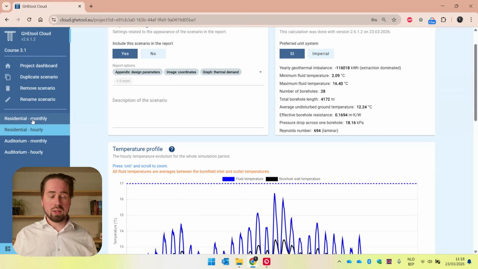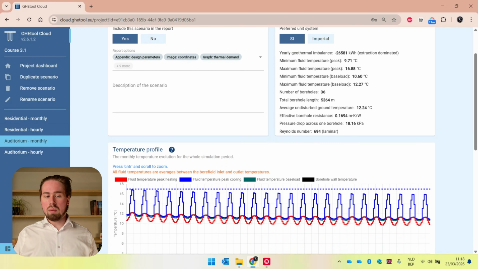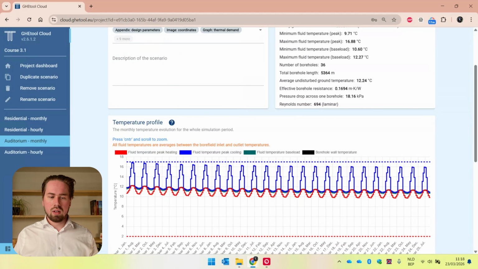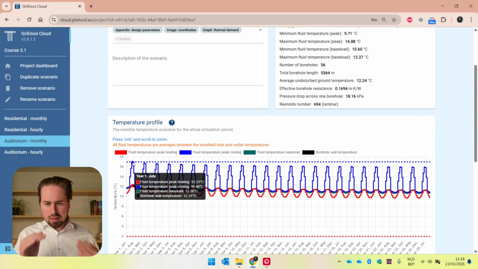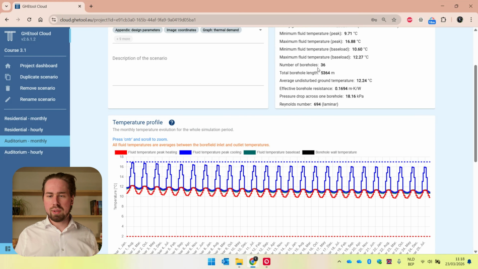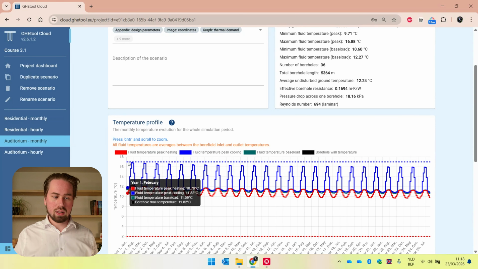In the monthly profile it was for the maximum limit. In hourly, the more accurate one, it was actually for the heating. Now if you go to our auditorium simulation, you see we're way above our minimum limits. It will not play any role, but we're here strictly limited by our maximum temperature. And we also have a bore field in this case of 36 boreholes to cope with this passive cooling limit.